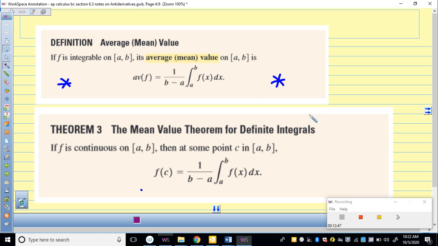And then they phrase it just slightly differently and call it the mean value theorem of definite integrals. If f is continuous on the closed interval from a to b, then there is some point c in the interval from a to b such that the average value is 1 over b minus a times the integral from a to b of f of x dx. It's just saying that the average value will exist if the function is continuous on the closed interval from a to b.